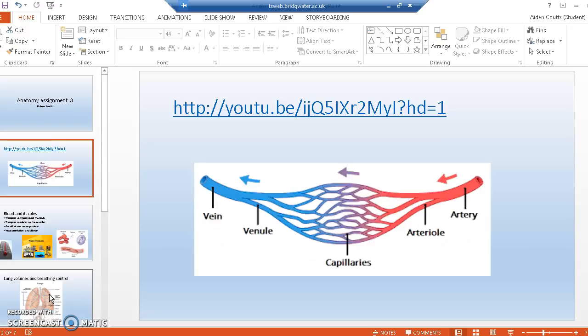Pulmonary circulation: once the blood returns to the heart, it is then pumped from the right ventricle through the pulmonary arteries to the lungs, where the waste product, carbon dioxide, can be expelled and more oxygen collected. The pulmonary vein carries oxygenated blood back to the left atrium of the heart, where the cycle starts all over again.